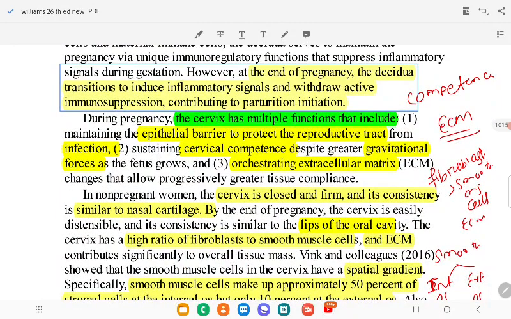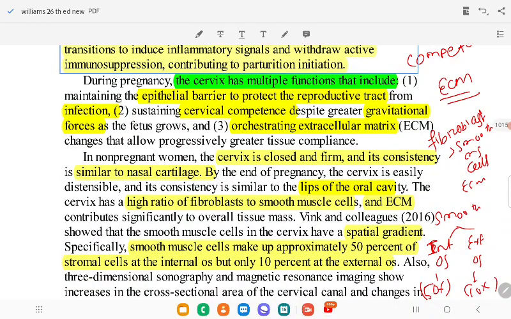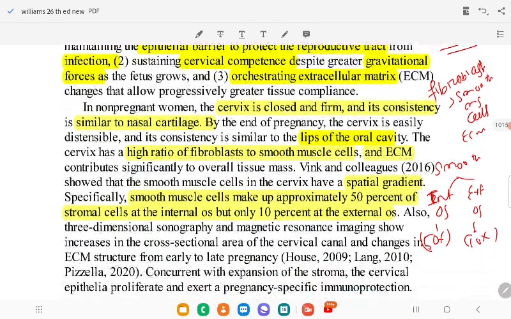During pregnancy, the cervix has multiple functions. What are the functions of the pregnant cervix? First is maintaining the epithelial barrier to protect the reproductive tract from infection. Second, sustaining cervical competence to prevent preterm labor and cervical incompetency despite greater gravitational force as the fetus grows. And third is the extracellular matrix that allows progressively greater tissue compliance.